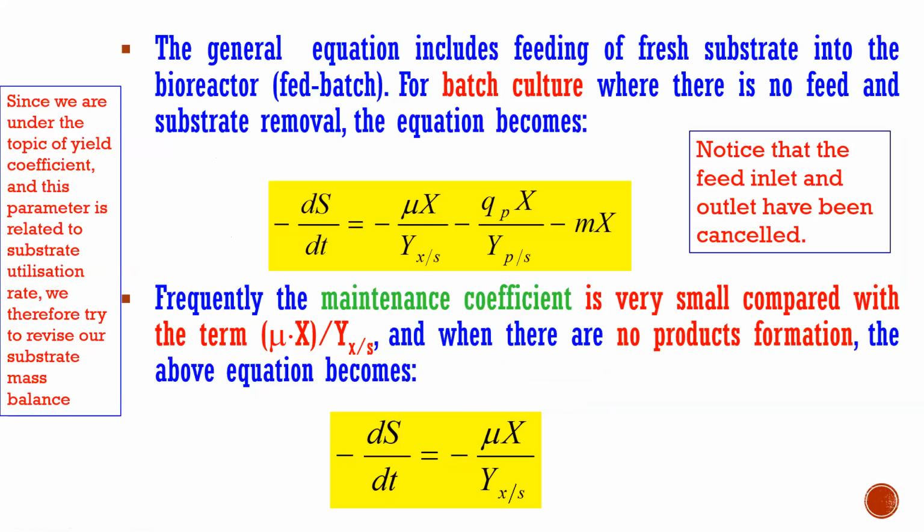All right. And then we move to this. The general equation includes feeding of fresh substrate into the bioreactor, fed batch. All right. For batch culture, where there is no feed and substrate removal, the equation becomes simplified. Notice that the feed inlet and outlet have been cancelled. No more outflowing and no more inflowing.